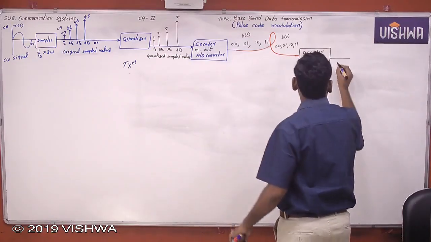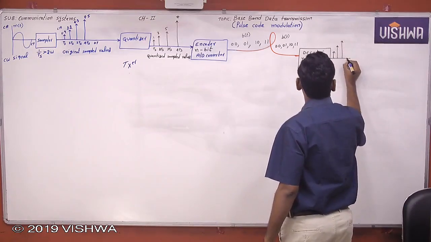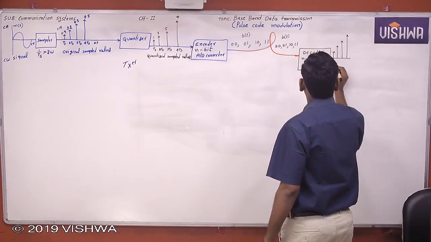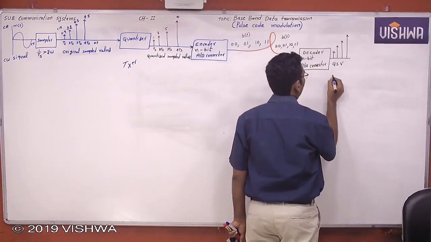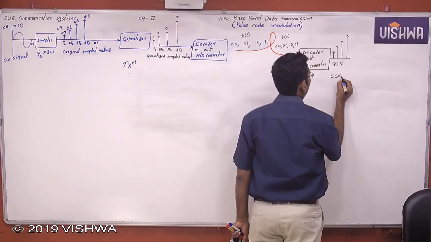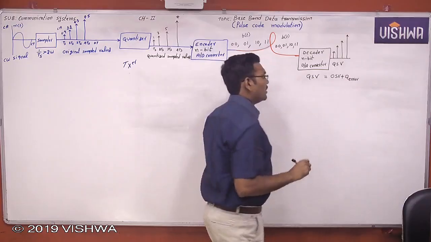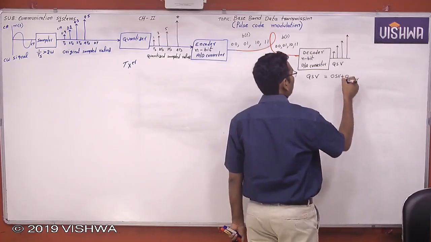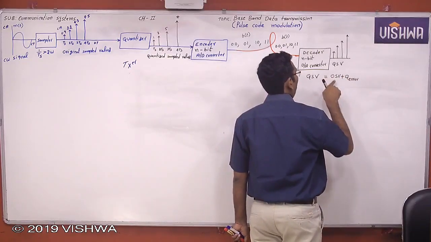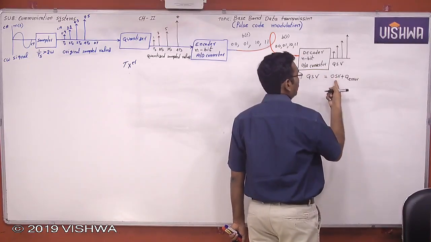What is the meaning of quantized sample values? The quantized sample value is nothing but the original sample value plus some quantization error. Is it right or not? But this quantization error should be as minimum as possible. So the quantized sample value is very close to the original sample value.